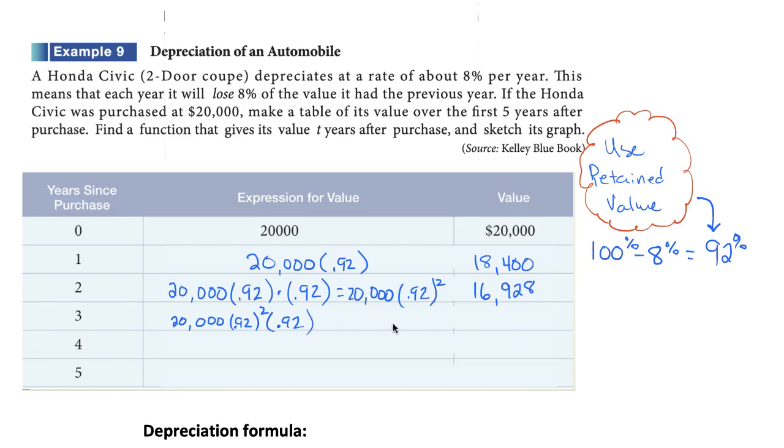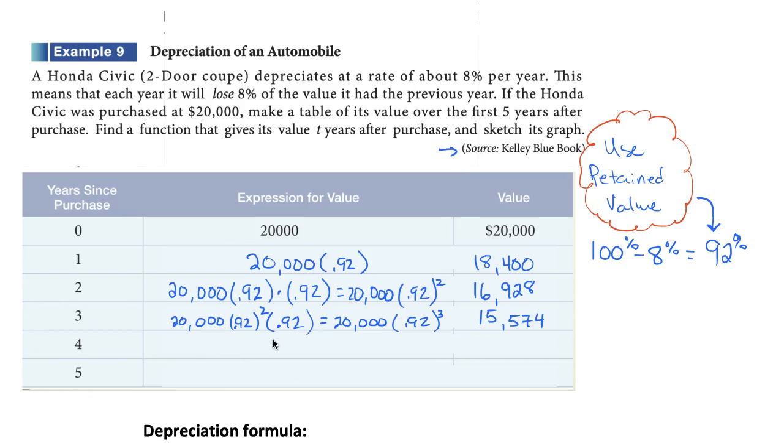All right, the next one is, as you would imagine, the previous year, 0.92 squared, and then times another 0.92. Okay, so we get 20,000 times 0.92 cubed for a value of, at the end of the third year, it's worth 15,000. And this is actually real information from Kelley Blue Book. The source is right up here.